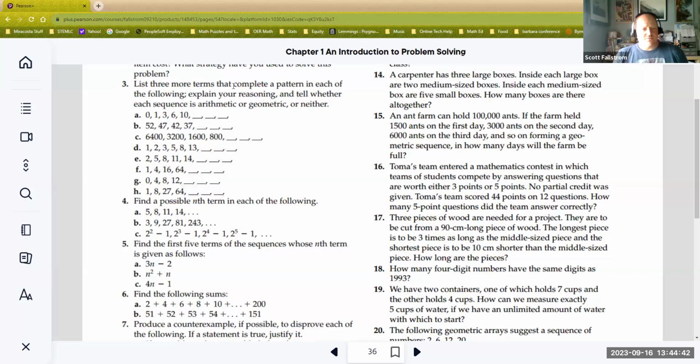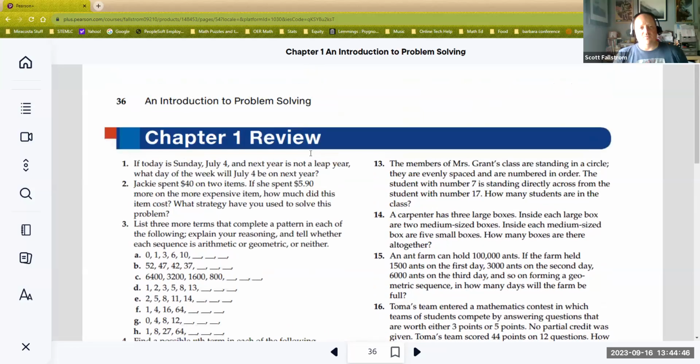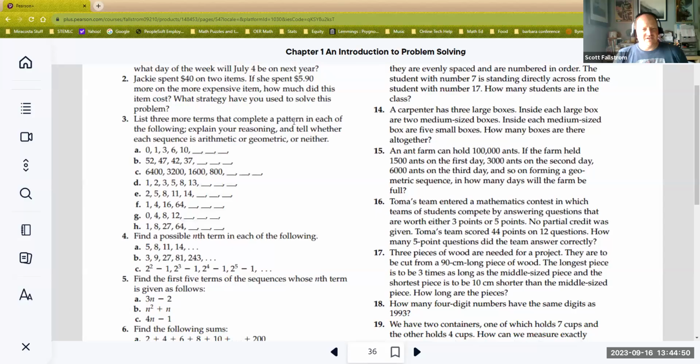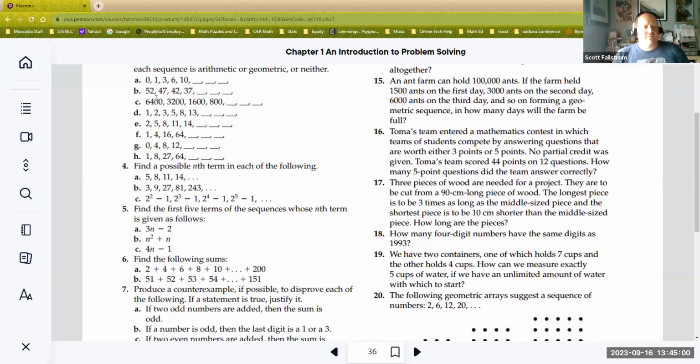So list 3 or more terms that complete, this is chapter 1, what was it? Chapter 1 review. So on page 36 in the book. List 3 more terms that complete a pattern in each of the sequences and tell whether your sequence is arithmetic, geometric, or neither. Now, in this case, sequences oftentimes follow some pretty predictable patterns that we've seen before.